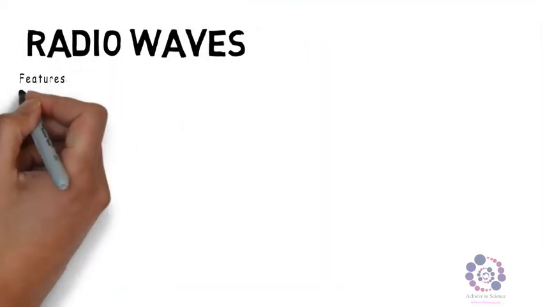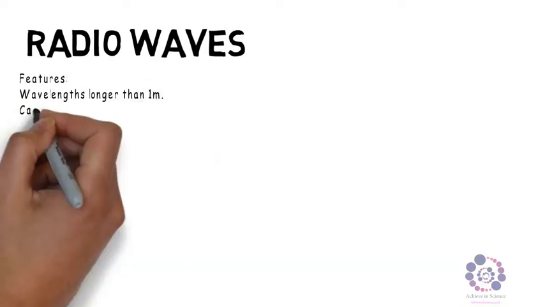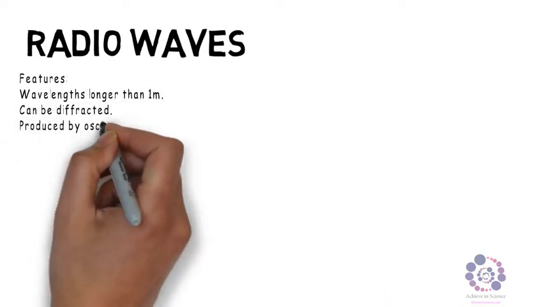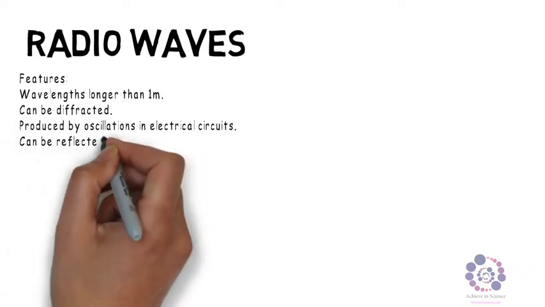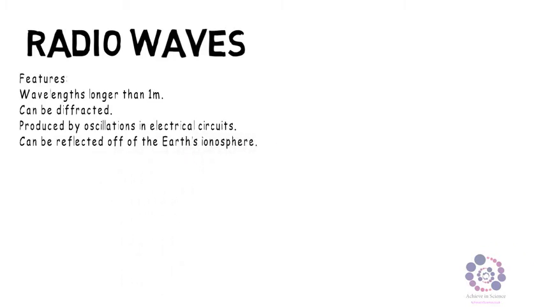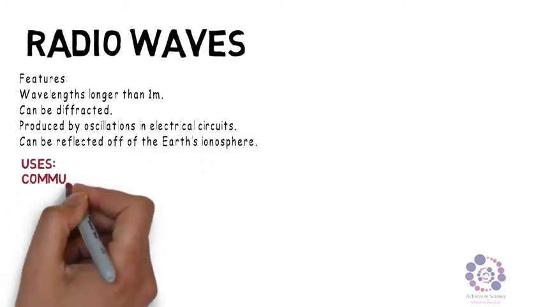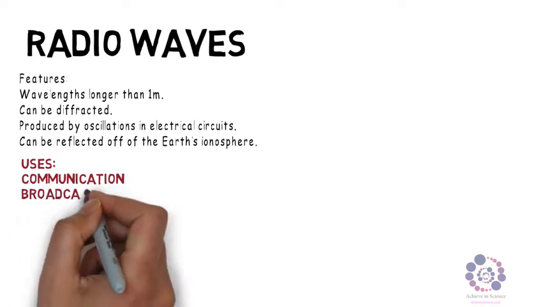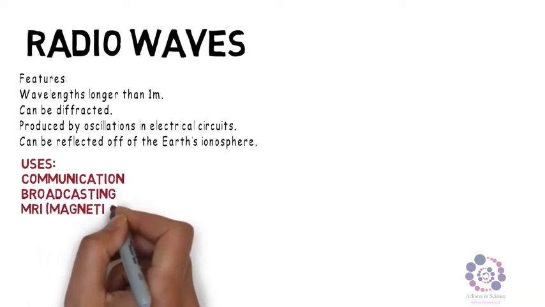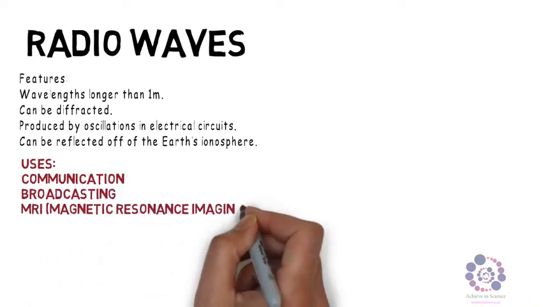Radio waves then. Radio waves have wavelengths longer than 1 meter. They can be diffracted, and they're produced by oscillations in electrical circuits. They can be reflected off the Earth's ionosphere. They're used for communication, broadcasting, and MRI scanning.